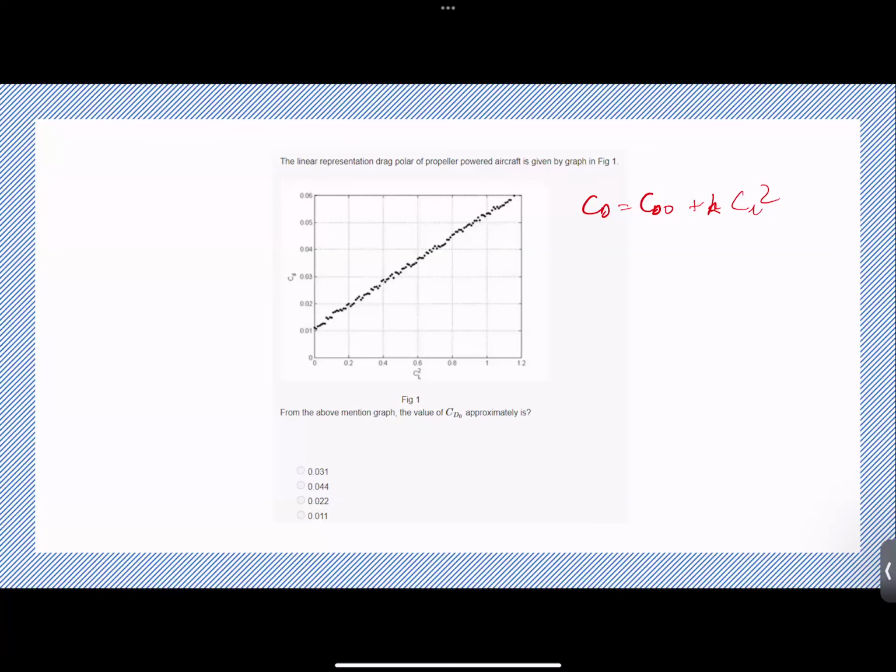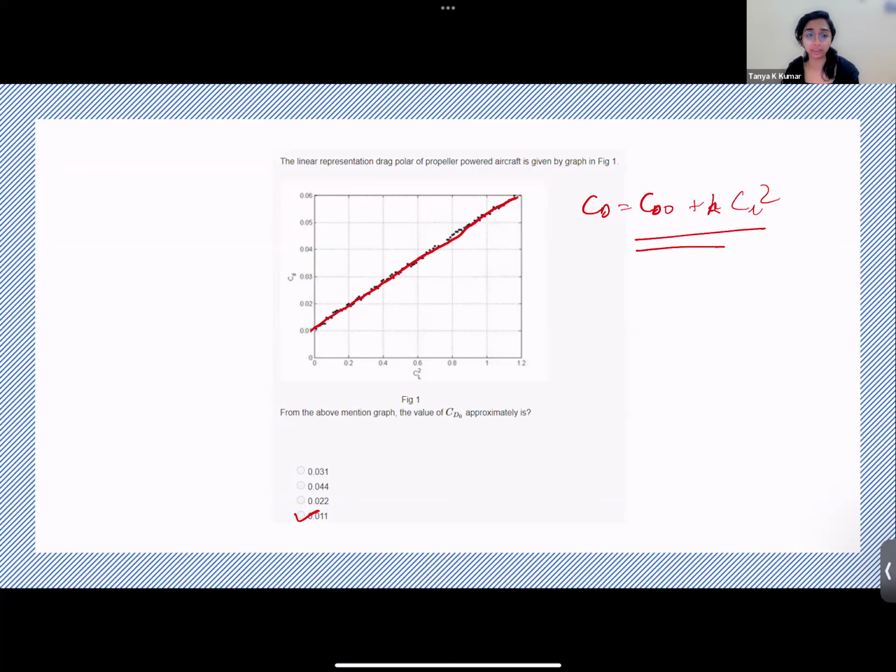0.011. So this is something like a straight line, right? And this is a straight line equation. When it's CD and CL square, you have a straight line equation. So this CD naught is nothing but the intercept. So the intercept in this case is 0.011. So that's the right answer. What would the slope be? K. Just take any two points and let's find out the slope, approximately.